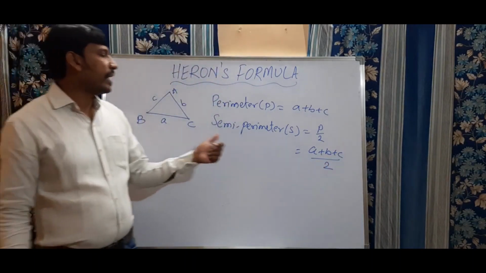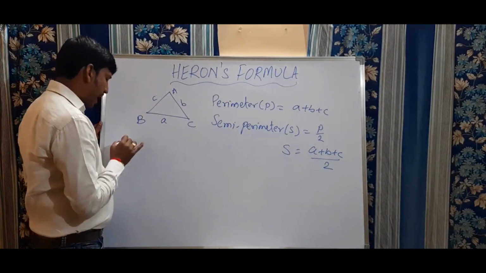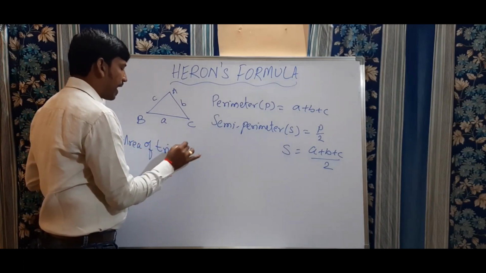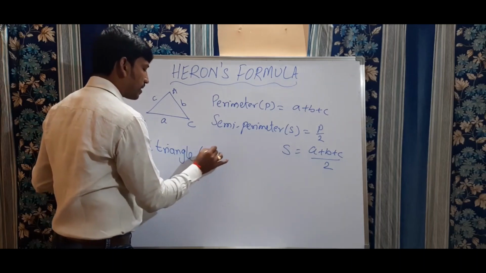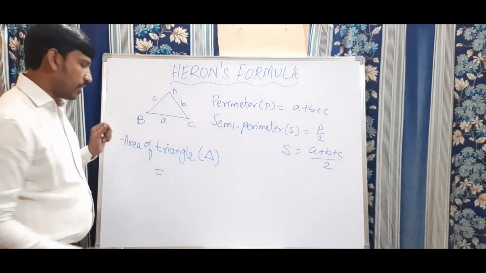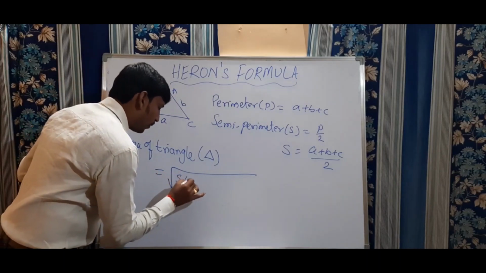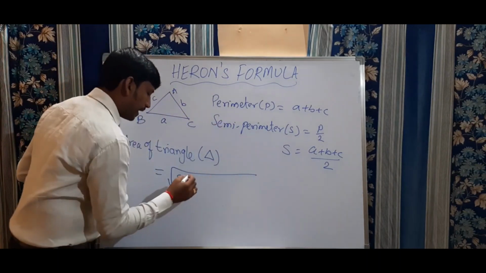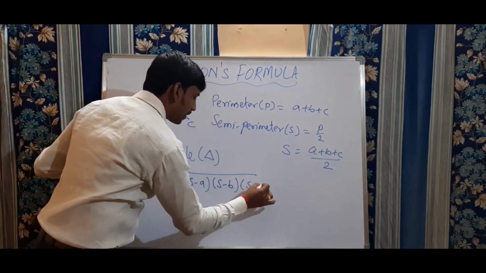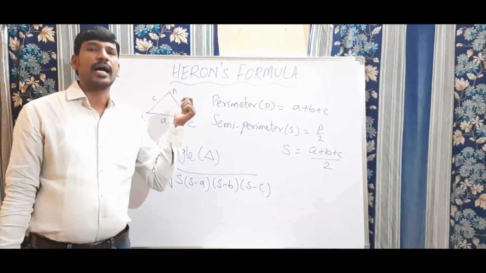Clear? Then after finding the value of S, that is the semi-perimeter, to find the area of the triangle, denoted by delta, there is a formula introduced by Heron. Delta is equal to the square root of S into S minus a into S minus b into S minus c. This is the formula to find the area of a triangle when sides are given.